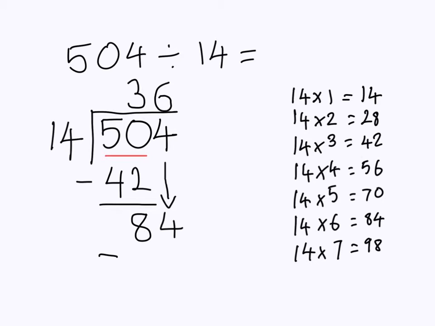I don't forget to subtract the 84 just to show that we have nothing left to divide, and I can see therefore that 504 divided by 14 is 36, and that's how we use long division with no remainder.